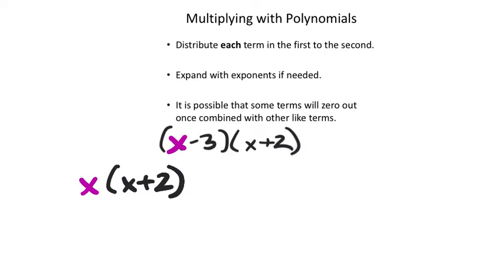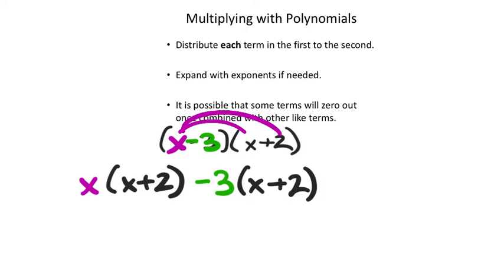This one's just a binomial, but it could be a trinomial. Then you're going to take the second term, the negative 3, and multiply it also by the same second binomial like this. So what we end up with is two sets of distribution, just shown in a different way. I guess we use some rainbows because they're so pretty. Some people like to show it like this, and then this one like this.